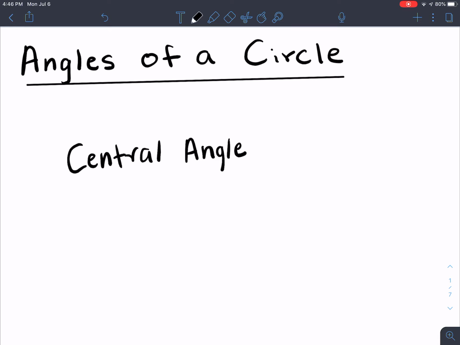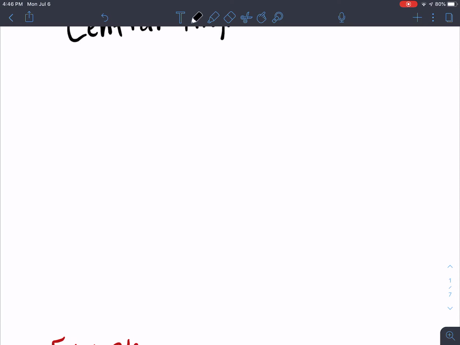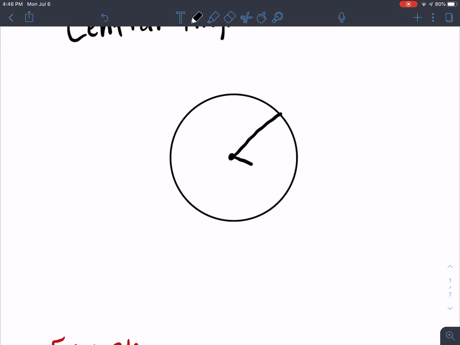In a central angle, the center of the circle is a vertex, and the measure of the angle and arc are the same number. So here I will show you an example of how a central angle looks like. So at the center of the circle is the vertex, and if I draw an angle right here, the measure of this angle is the exact same as the measure of this arc. So if the angle is x, then the arc is also x.